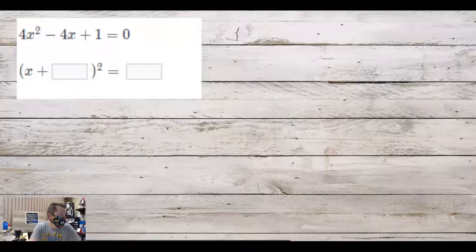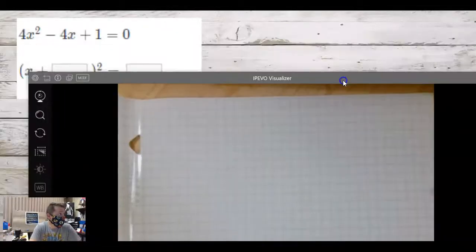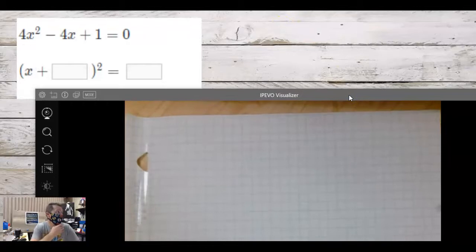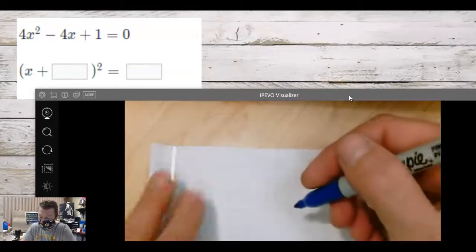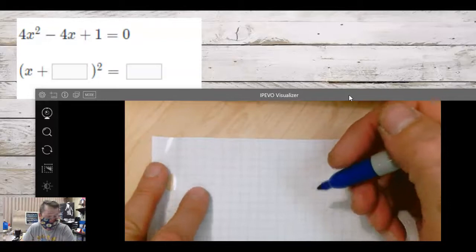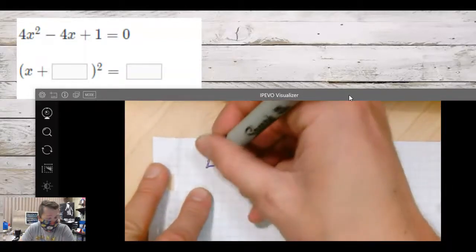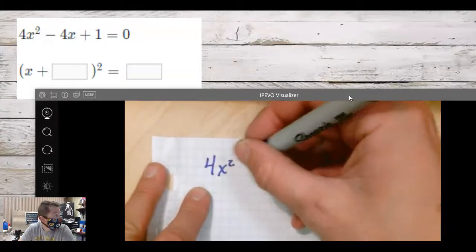All right, so we are going to practice completing the square when the leading coefficient is not 1. Here's the other thing: they have this structured in a way that's going to force you into the x plus something squared. So you have 4x squared minus 4x.